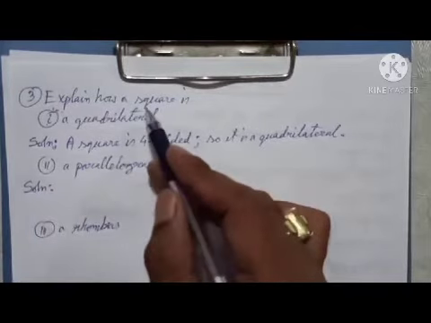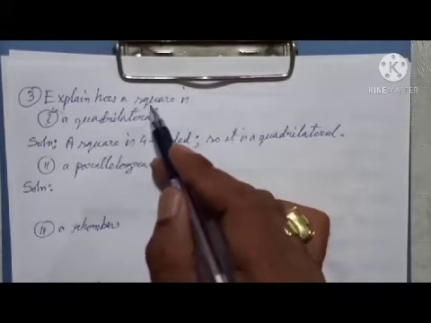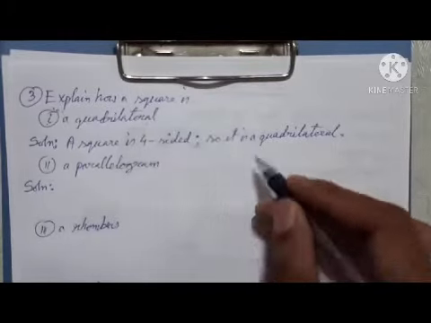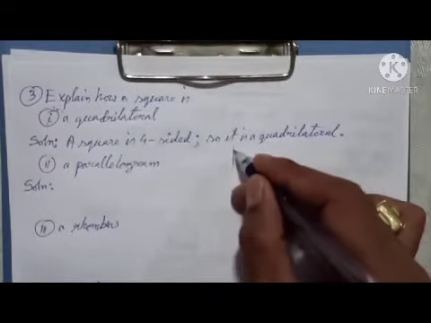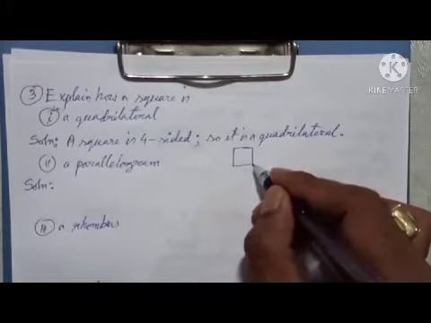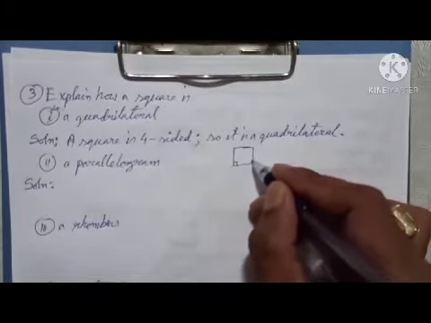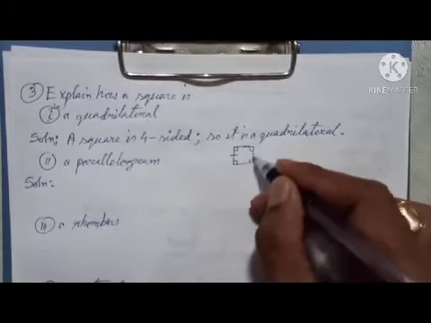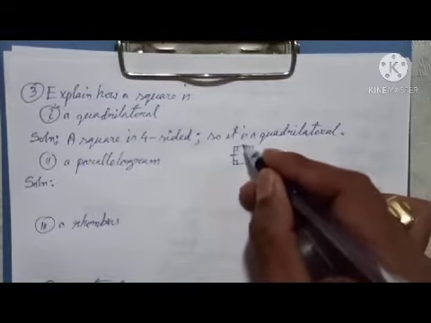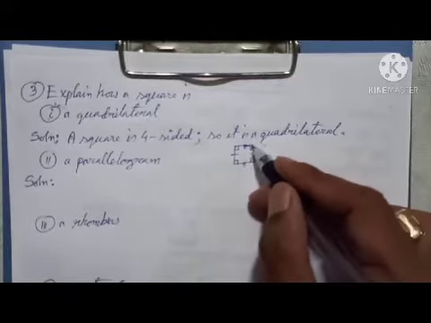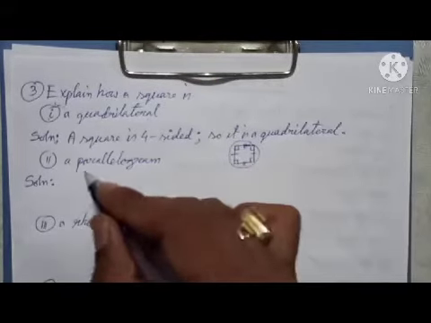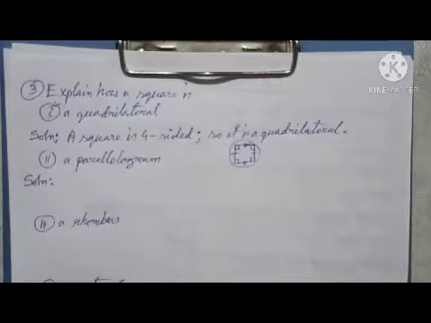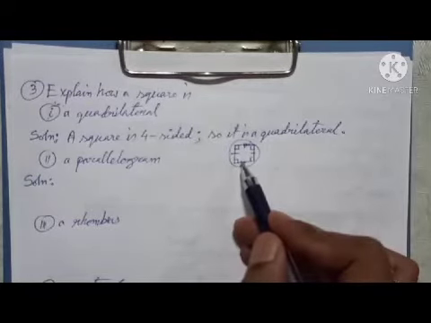In a square, the opposite sides are parallel. You see, this is a square. In a square, all the angles are 90 degrees, and again in the square, this side and this side are opposite, and they are parallel, and this side and this side are also parallel. So a square is also a parallelogram, because its opposite sides are parallel.